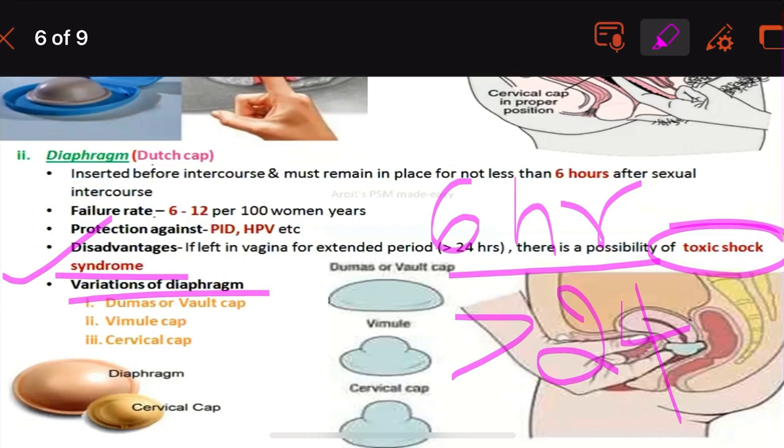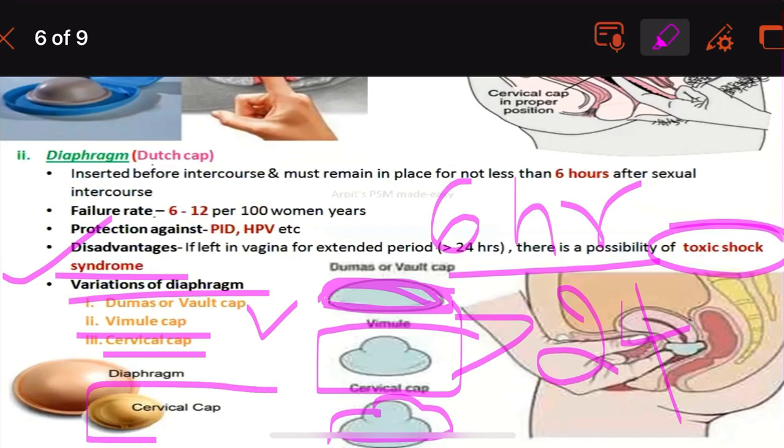We also have the vault cap. So we can see the vault cap. The sizes and the shape will differ: the vault cap, the vimule cap, and the vimule cap is given here. And then we have the cervical cap. Now let us see the cervical cap and the diaphragm. What is the difference and how are they inserted?